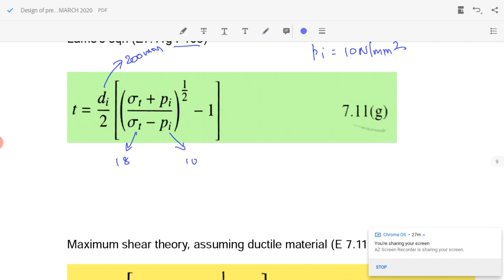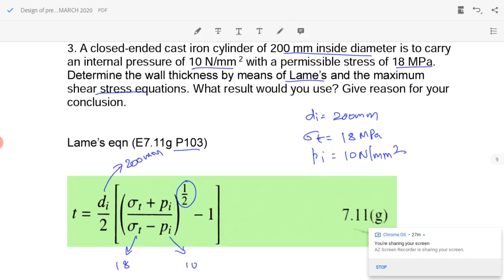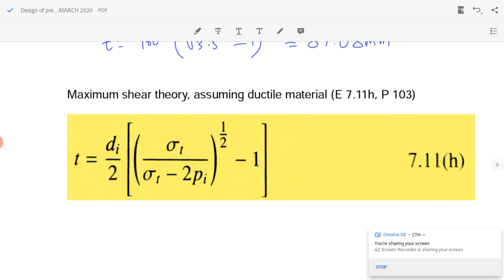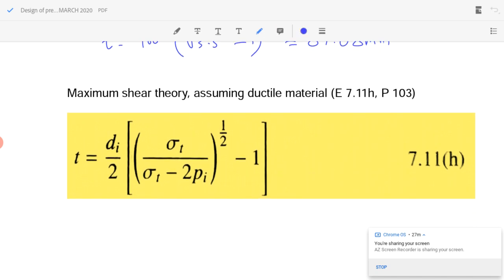Now we have to consider maximum shear stress theory. There is something given in addition: what result would you use? Give reason for your conclusion. Okay, so we will put in the second equation, the maximum shear stress equation, and see what happens. Here also Di equal to 200 mm, sigma T equal to 18 megapascal, and internal pressure equal to 10 Newton per mm square.